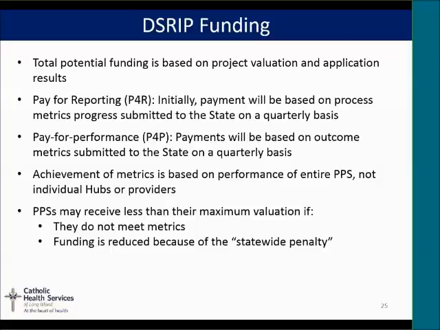So if CHS does terribly on an outcome, but NUMIC does exceptionally well, we might be saved because of the performance of NUMIC. But the reverse case is true as well. So we all want to be very diligent and cognizant of the fact that we need to work together to achieve our milestones and our metrics and our outcomes.